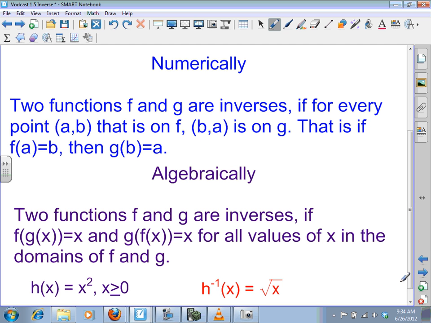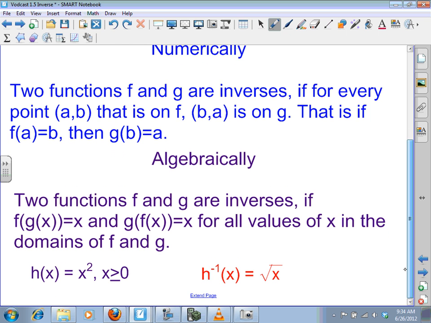And algebraically, this is a formal algebraic definition of inverse. Two functions f and g are inverses if f of g of x, the composition of these functions, gets you back to x, and likewise if g of f of x is equal to x for all values of x in the domains of f and g. That last part is important.